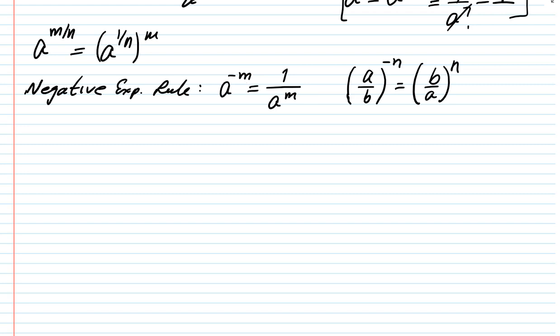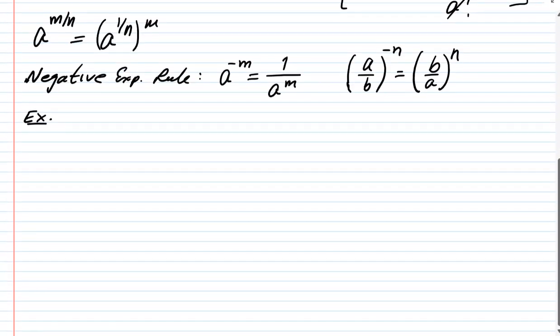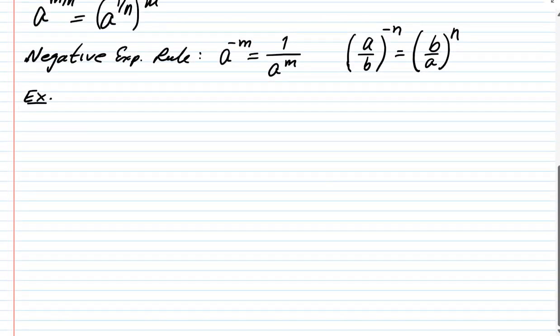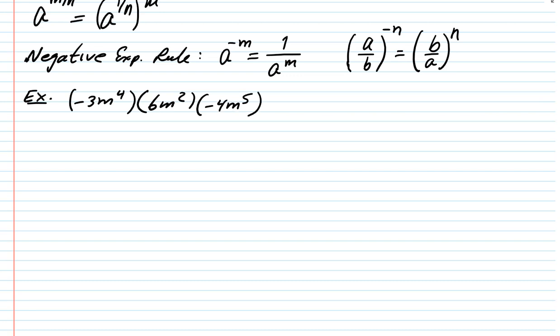So let's take a look at some examples here. Let's say I want to start with something that I need to simplify. We'll go through all of those properties, and I'm going to give you different examples of them. So for this first one, I'm making this expression negative 3m to the fourth times 6m squared times negative 4m to the fifth. And we just want to simplify that expression.